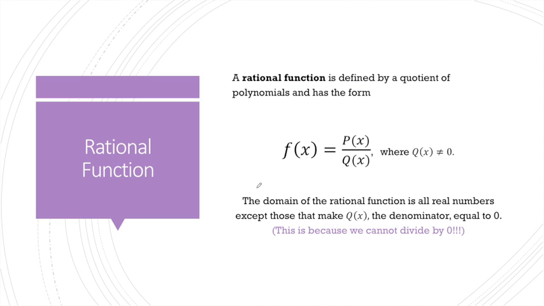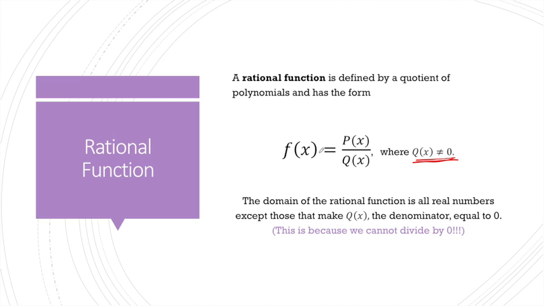So our first section is about rational functions. A rational function is defined by a quotient, remember that means division, of polynomials and has the form f of x equals p of x over q of x, where our denominator cannot equal 0. Remember, we can't divide by 0, okay?